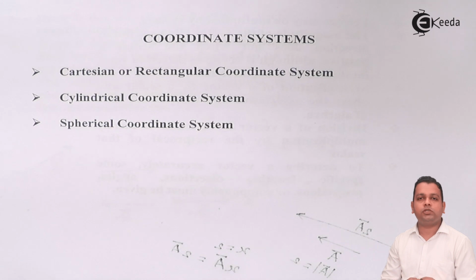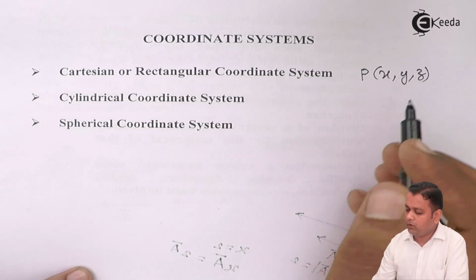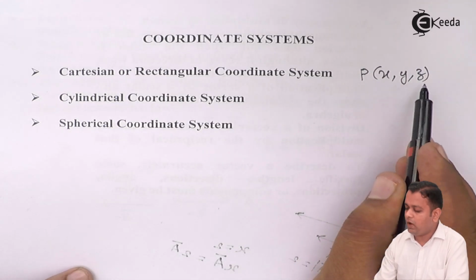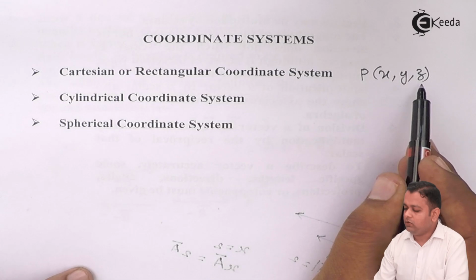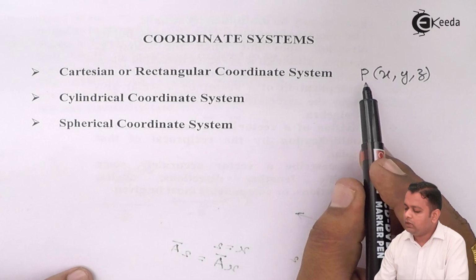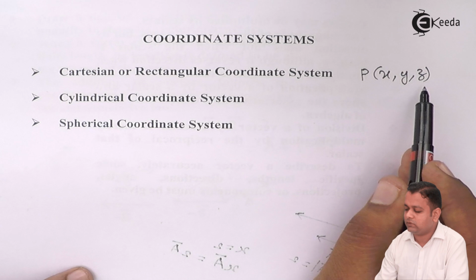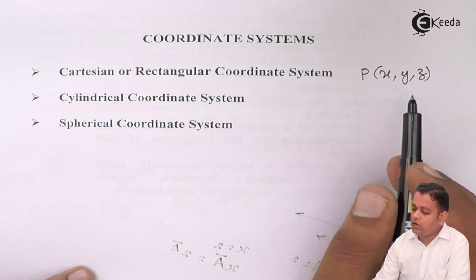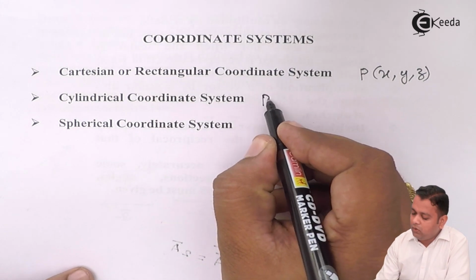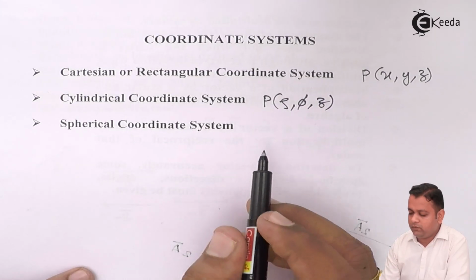In Cartesian, also called rectangular coordinate system, suppose a point P we have to locate. The coordinates are represented by capital P in bracket x, y, z. x, y, z give all the measures of three distances covered by the point P in three-dimensional space along the x-axis, y-axis and z-axis. Whereas the same point P is represented in the cylindrical coordinate system as rho, phi, z.